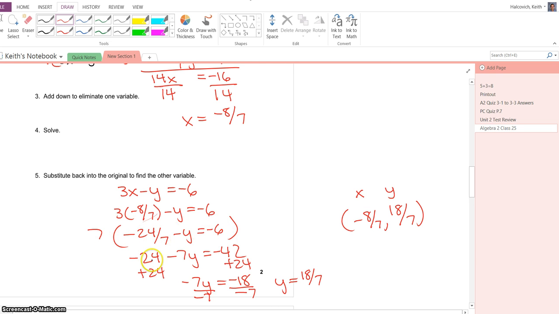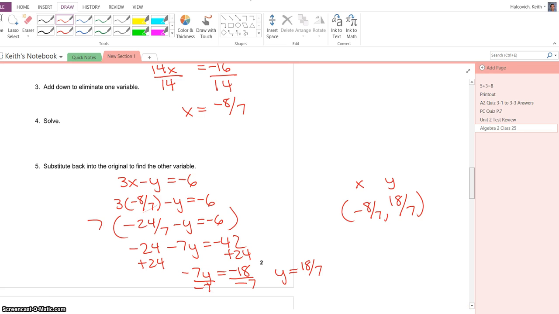So that's substitution and elimination. So now some special cases. The first one we're going to talk about is when we eliminate and the x's and y's cancel out. So here it goes.